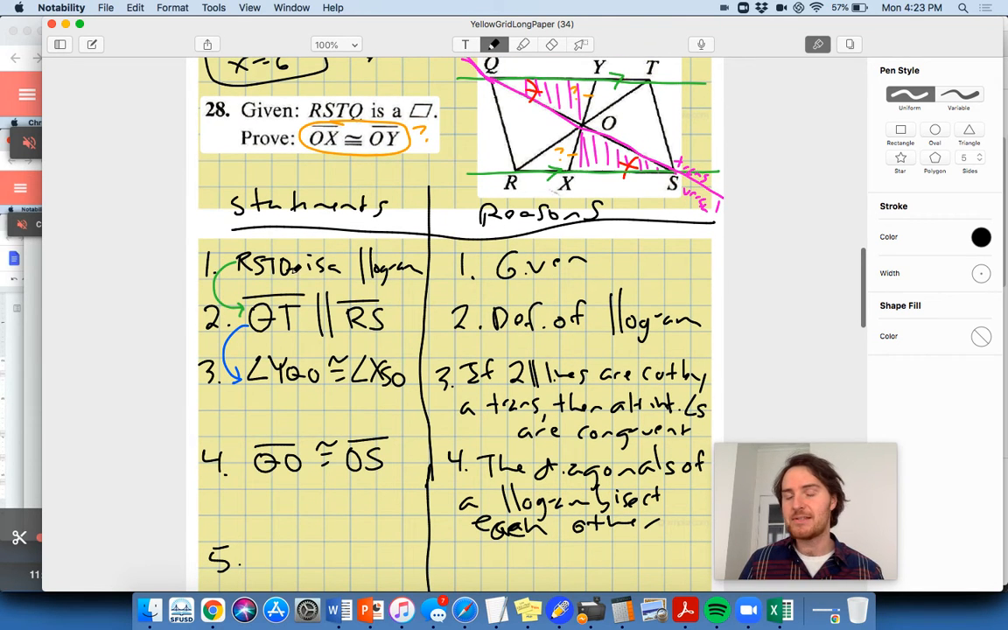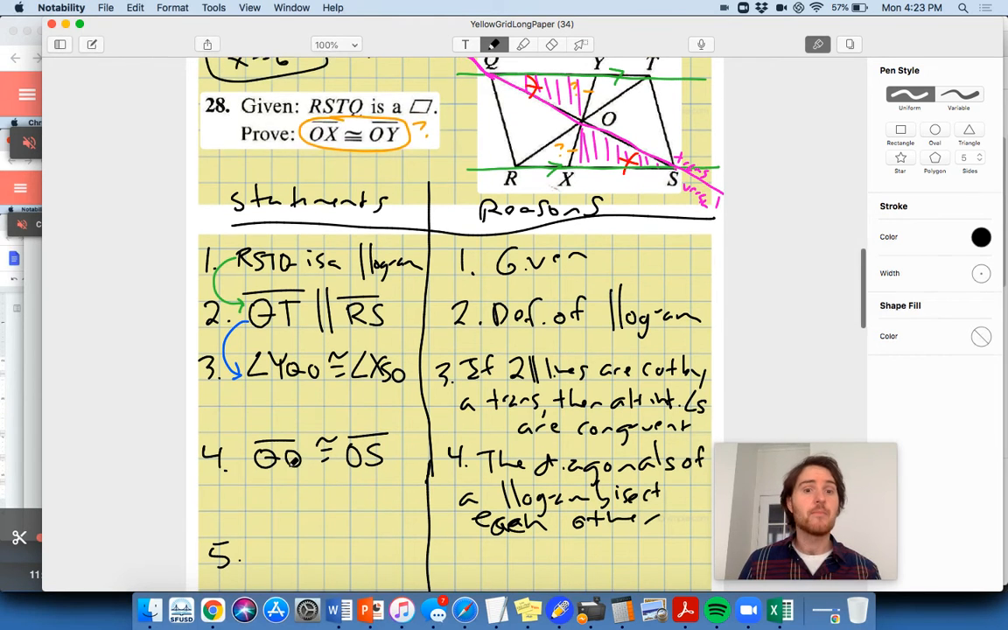So here we kind of said this is if-then statements, to reiterate what we've done so far. If RSTQ is a parallelogram, then we would know these opposite sides here are parallel to one another. And if those opposite sides are parallel, then we would know that these alternate interior angles were congruent to one another. Okay, cool. So those are a corresponding part of both triangles.